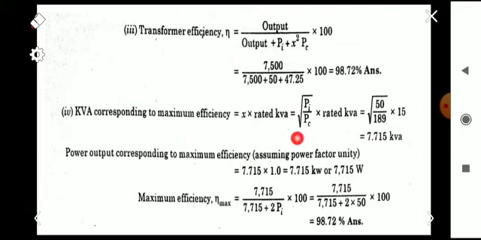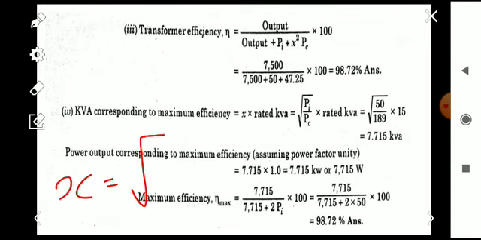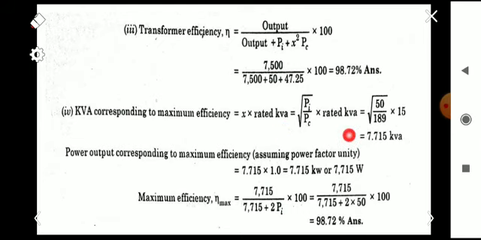If you are considering the condition of maximum efficiency, the load at which maximum efficiency occurs, the equation will be x is equal to root Pi by PC. Pi we know, and the corresponding full load copper loss PC we know, so we will obtain the value of x. After that we have to find the kVA corresponding to maximum efficiency. The kVA corresponding to maximum efficiency is x into rated kVA, so root of Pi by PC into rated kVA will give 7.715 kVA.